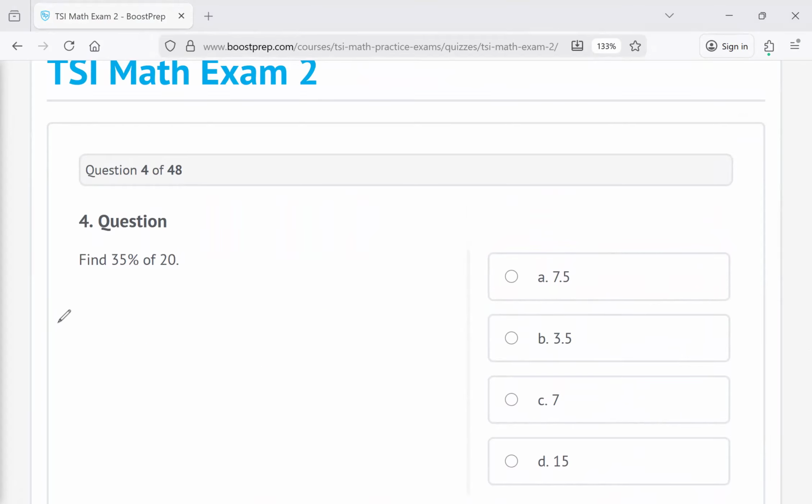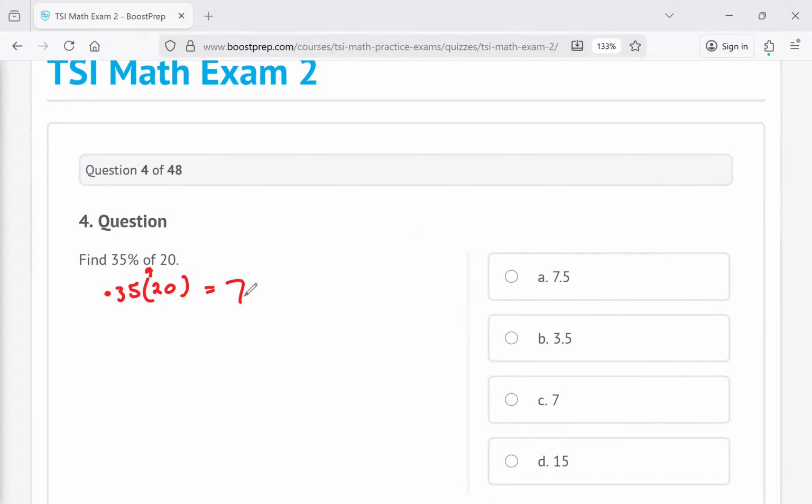Okay, next one. Find 35% of 20. These are not too bad. Basically I'm going to convert 35% to a decimal, so move it 2 places to the left. That's 0.35. We know that the word "of" always means multiplication. So you put 0.35 times 20 in the calculator and you get your answer, exactly 7.